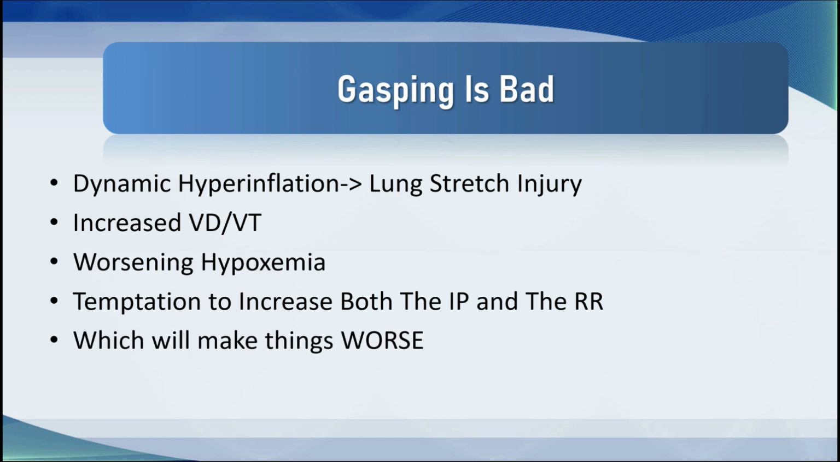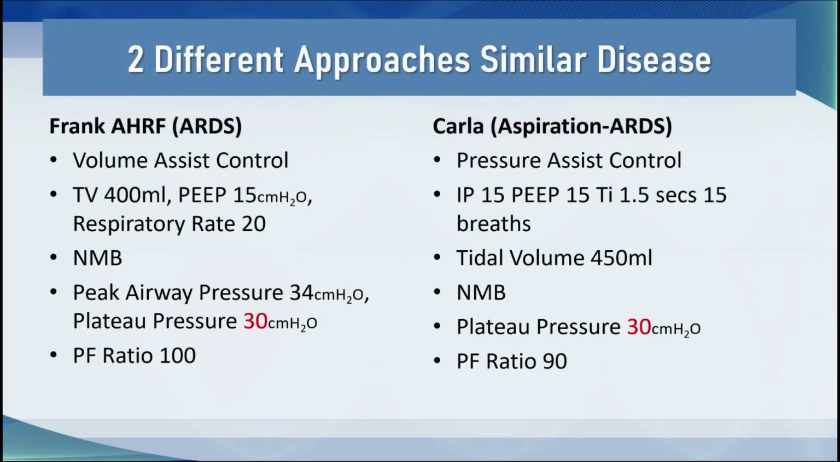So if you look at the last couple of tutorials, we had two different approaches to similar disease. We had Frank, who had acute hypoxic respiratory failure, was treated with volume assist control, and was given neuromuscular blockade with a moderate tidal volume and a fairly rapid respiratory rate that got his mean airway pressure up fairly impressively, versus Carla, who's on a modest amount of driving pressure with a decent enough tidal volume, high levels of PEEP, but only 15 breaths per minute, giving her a lower mean airway pressure and with worse oxygenation. So we're in this kind of bind. What do we do? How do we make Carla better with pressure control?